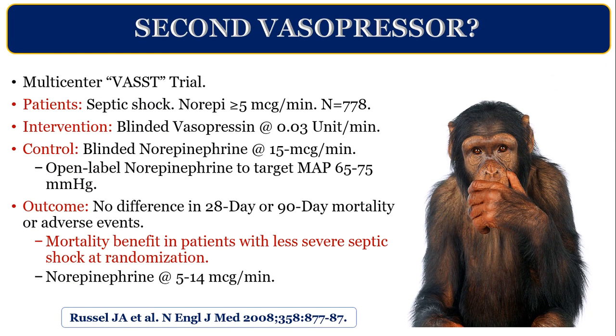Okay, when to use a second vasopressor? The only evidence we have is from the VASST study, where they saw patients who were on a norepinephrine dose of between 5 to 14 micrograms per minute. If you start vasopressin, there is an improvement in mortality. So if your patient is requiring norepinephrine beyond this 5 to 14 micrograms per minute, start the second drug, preferably vasopressin or adrenaline.